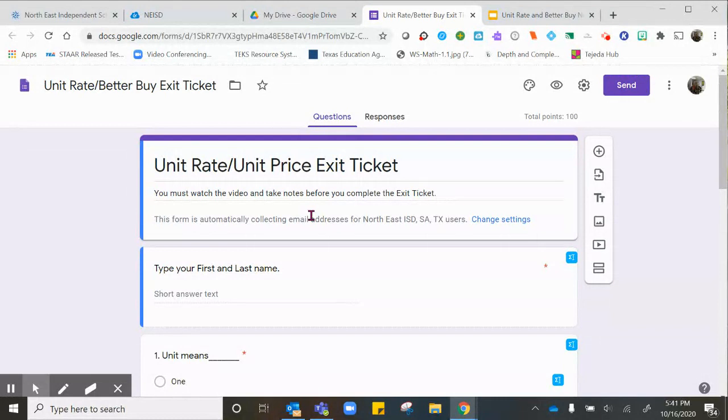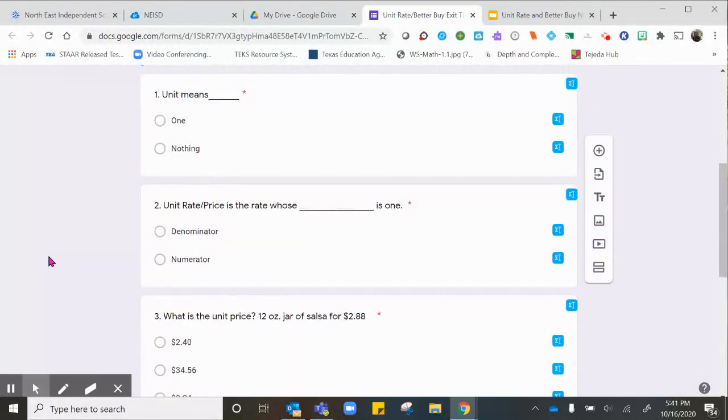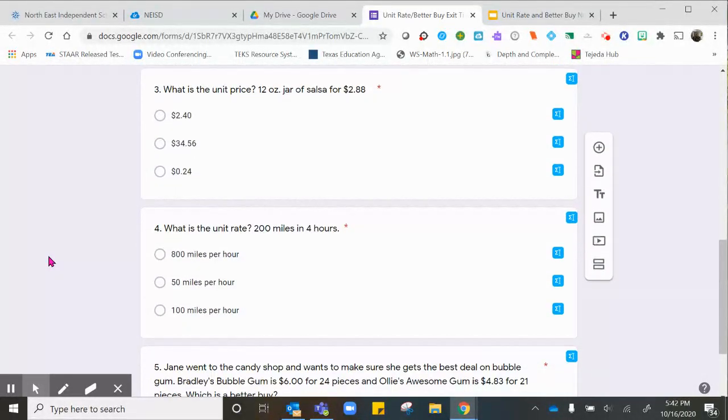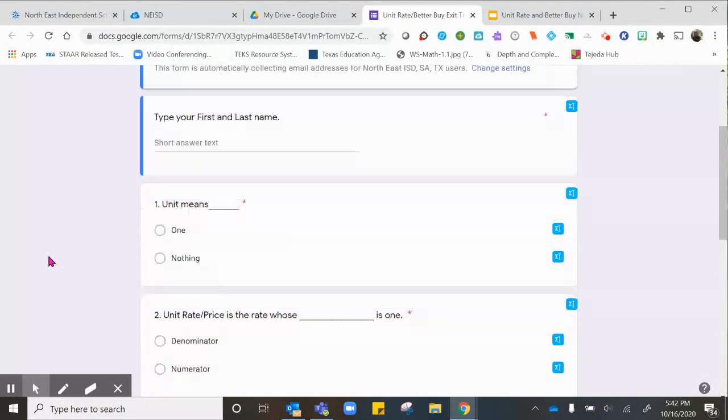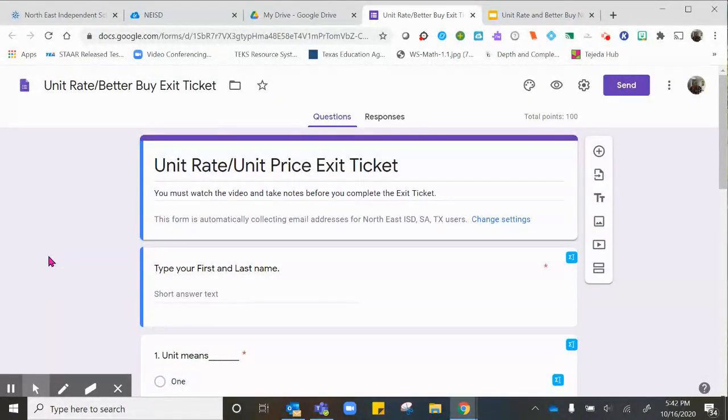So, your exit ticket for today says you must watch the video and take notes before you complete the exit ticket. If you're seeing this before the exit ticket, congratulations, you did the right thing. All right, you have 5 questions that you need to answer. All right, and these are all very similar to the notes you just took. All right, so please, once again, complete this during class. If you don't complete it during class, then it's due by 11:59 p.m. tonight.